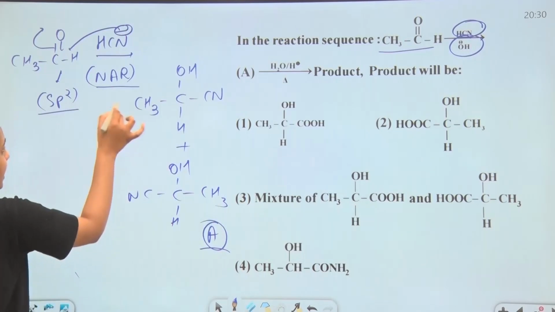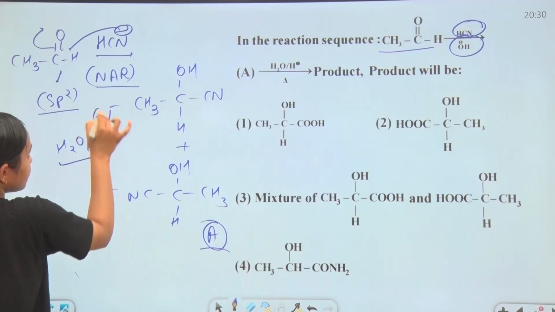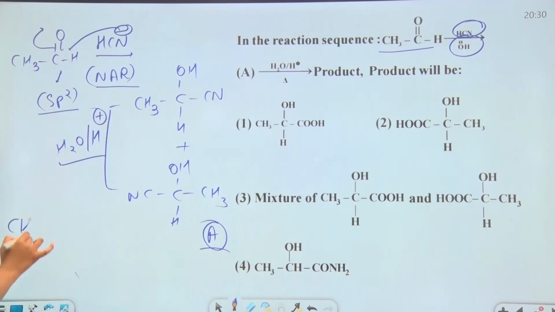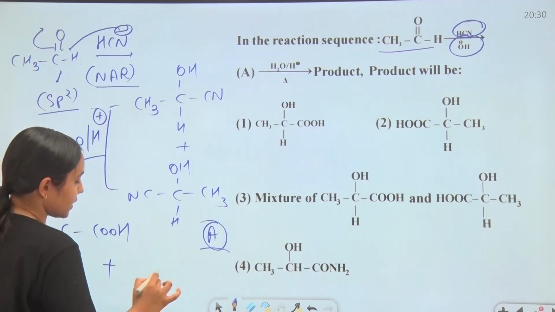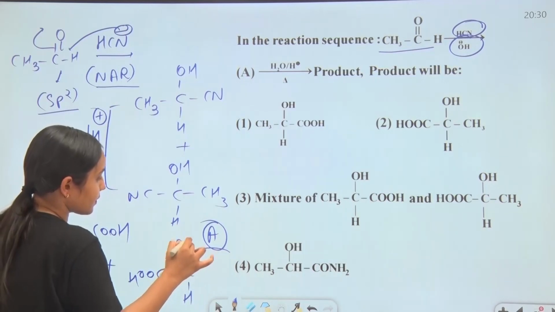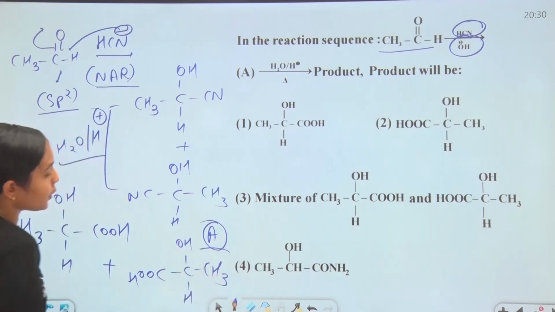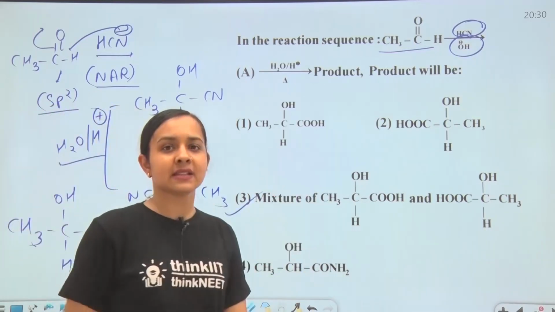Now this product will undergo hydrolysis in the presence of acidic medium. So basically what happens, this cyanide group will undergo hydrolysis, and when it undergoes hydrolysis, a carboxylic group is formed as the final product of this reaction sequence. This is the product of this reaction sequence. This is a racemic mixture of the product, and option 3 is the correct answer. Thank you.